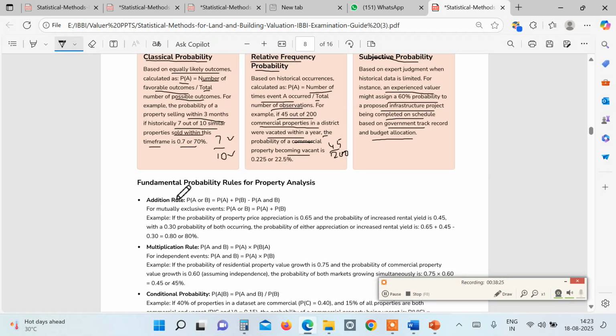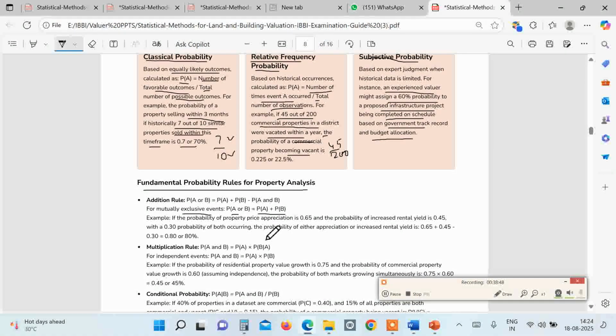Next is fundamental probability rules for property analysis. First rule is the addition rule, which means P(A or B) equals P(A) plus P(B) minus P(A and B). For mutually exclusive events, P(A or B) equals P(A) plus P(B).